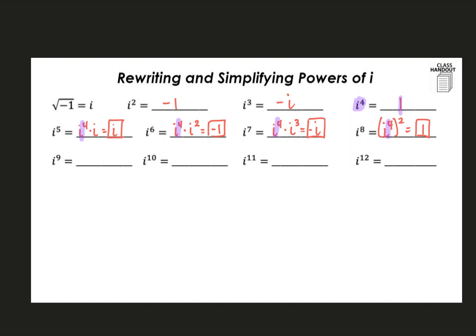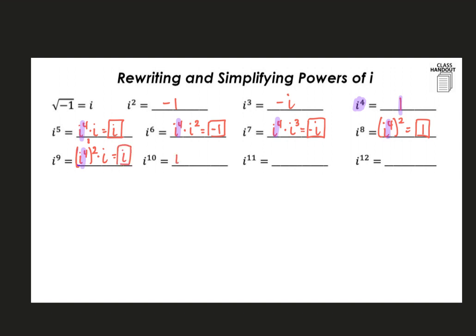So looking at the next line, i to the ninth, well, we can rewrite that in terms of i to the fourth. Again, the reason for rewriting that in terms of i to the fourth is because we know that i to the fourth is equal to 1, and 1 times anything is just itself. However, we know that 4 goes into 9 2 times, so that will get you to i to the eighth. We need one more i to get us to i to the ninth. This whole first part, i to the fourth, simplifies to 1, so we're just left with i.